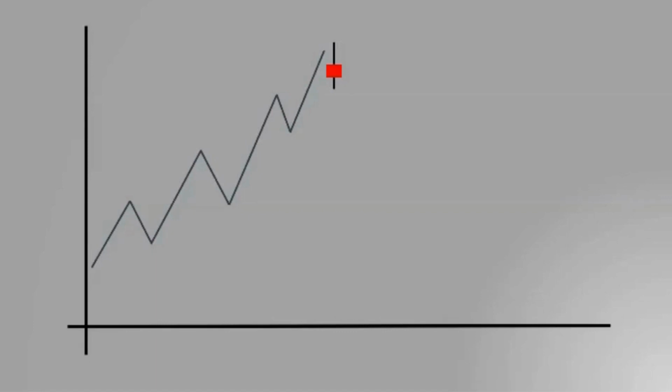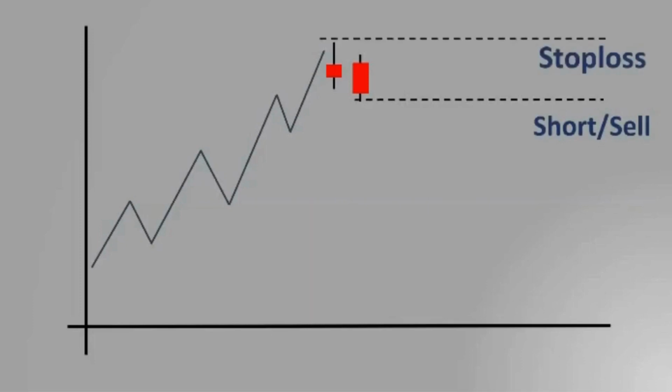But we know that we have to wait for confirmation of this pattern. That is, after this pattern, if a red candle is formed, this is exactly where we get an indication that market is going to take a reversal from here. So we take a short trade at the high of the confirmation candle and place a stop loss at the high of the bearish pin bar.